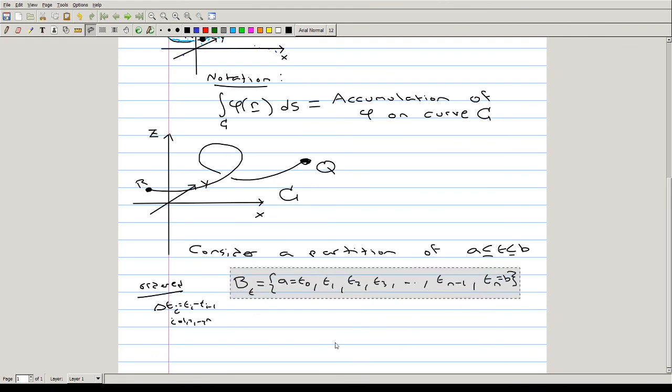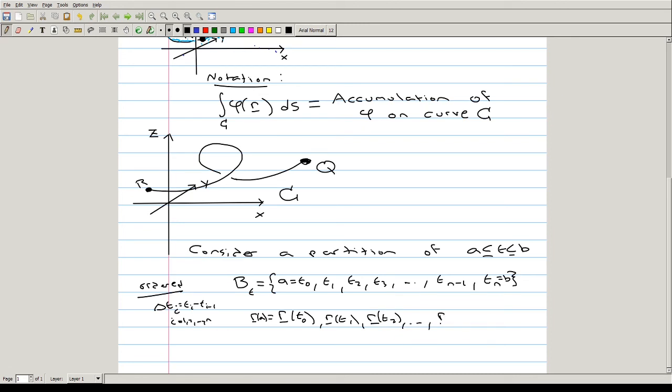But the idea here now is that this sequence of values, t0 to b, actually corresponds in three-dimensional space to a list of points. R of t0, which is R of a, which is the starting point of this curve. Then you have here R of t1, R of t2, and so on and so forth, all the way up to R, the position at t_{n-1}, the final point on the partition, which is R of t_n, or R of b.